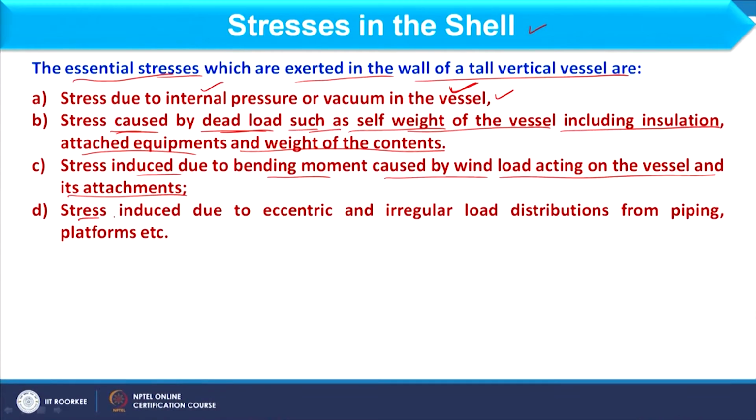Further, we can have other stresses also, such as stress induced due to eccentric or irregular load distribution from piping, platform, etc. Actually, what will happen when we consider different equipment attached to the tall vessel? These equipment will produce some stress in the shell. To give an example, if I consider the distillation column, at the top of the distillation column we have a condenser. So, the condenser is available only on one side of the column, not around the periphery.